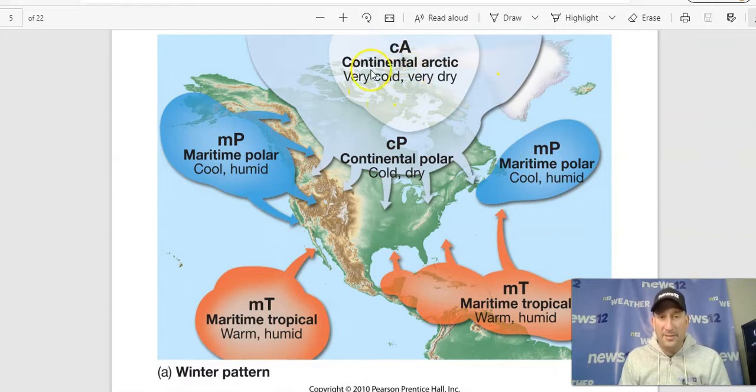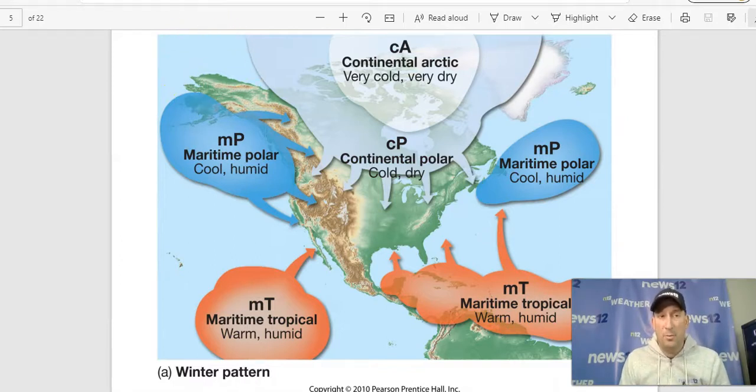You can see the continental Arctic comes from the dry areas of the North Pole. Continental polar, another dry landmass. Continental, land. Maritime, which is water. So is the wind flow coming in off the water or off the land? If it's from a water source, it's going to be moist and humid. If it's from a land source, it's going to be dry. And we can figure out these wind flows and the type of air masses that we're going to get by the location of high pressures and low pressures.